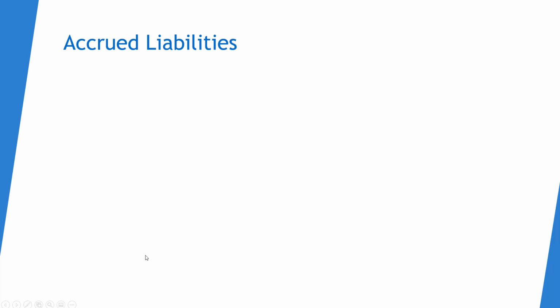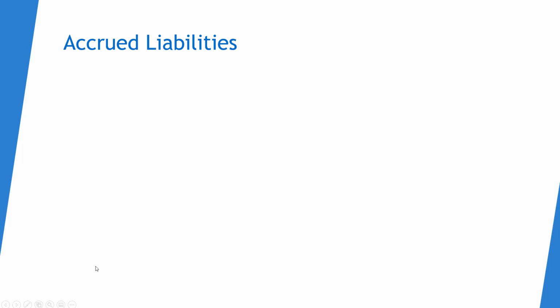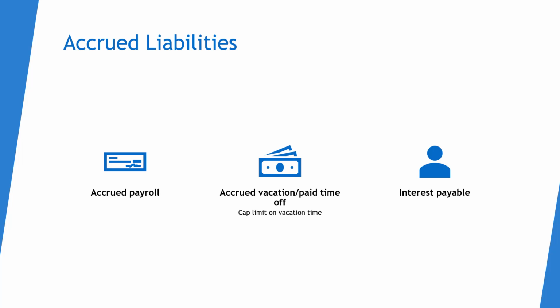Now accrued liabilities. Remember how we said back in accounts payable, these were trade payables. Well, in accrued liabilities, these are going to be all the other payables that you have that aren't really related to your operations. And of course, the biggest one here is going to be your accrued payroll.